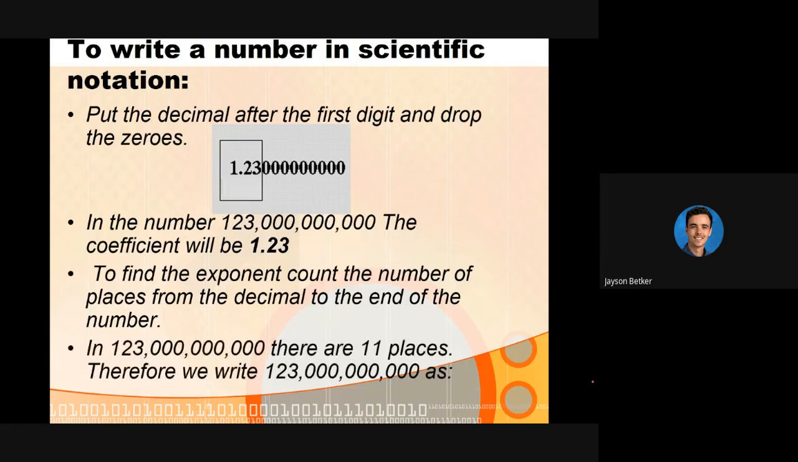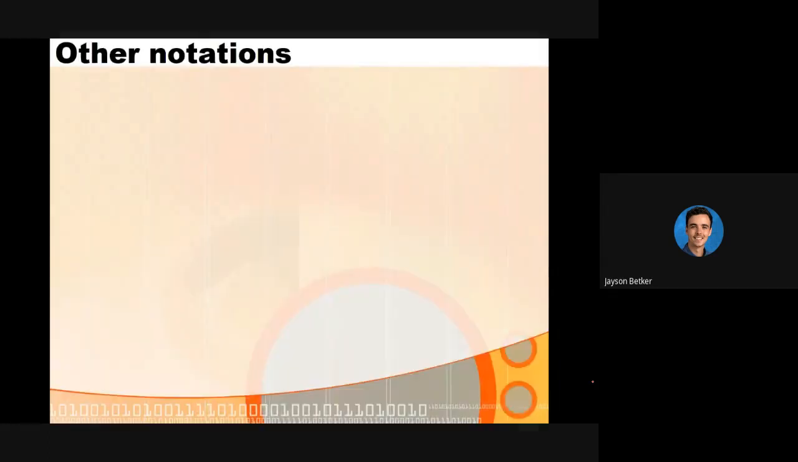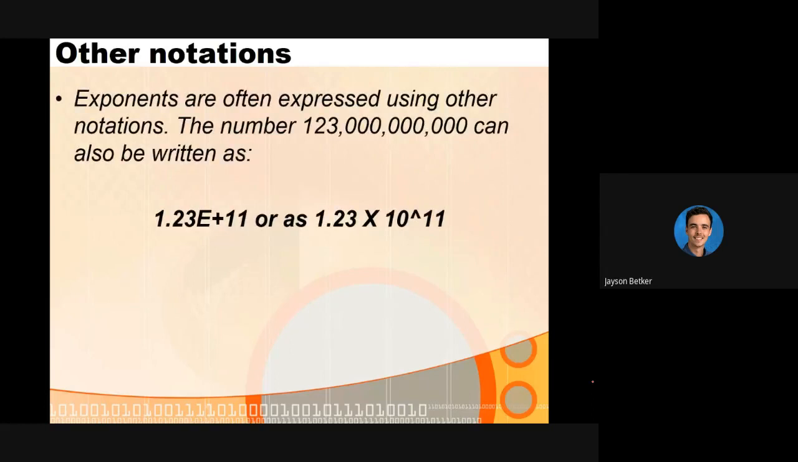In the number 123 billion, there are 11 places. Therefore, we write 123 billion as, hold on, my computer's still here right now. We write it as 1.23 times 10 to the 11.